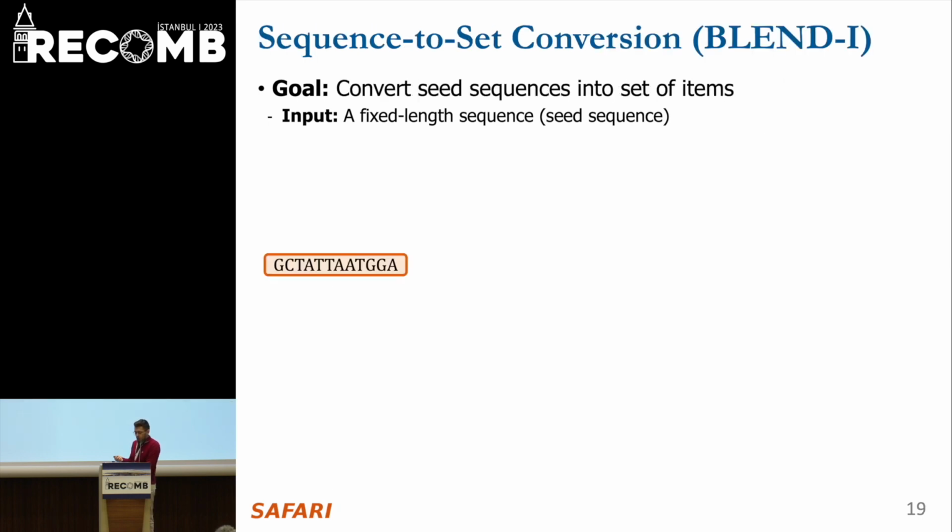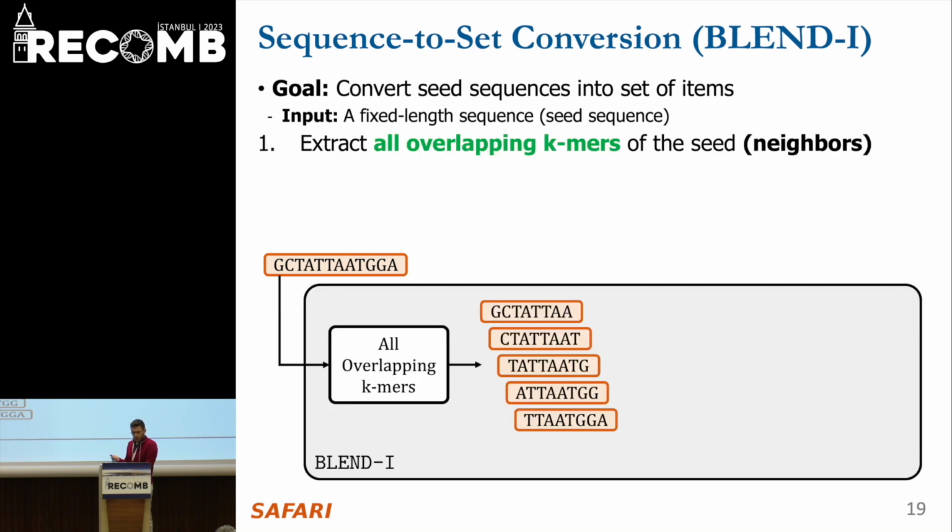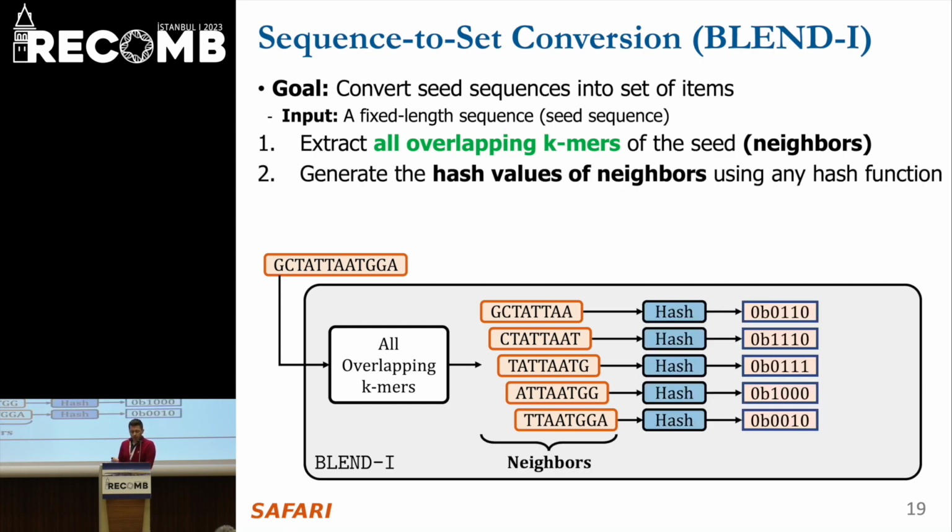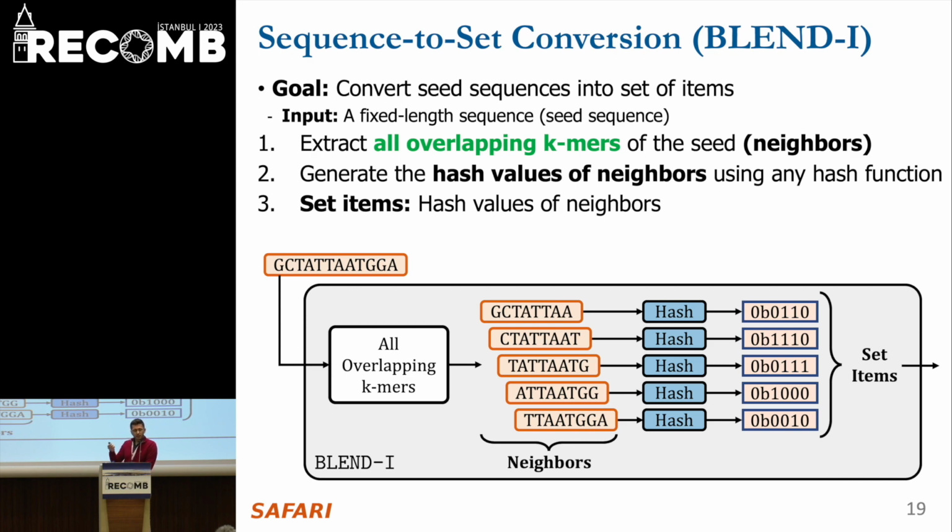So I'll quickly go over the first seed conversion mechanism, Blend I. We take the sequence and we extract all overlapping k-mers from the sequence. We call these neighbors, and then we hash them, and then we use these hash values as the set of items in the SimHash.